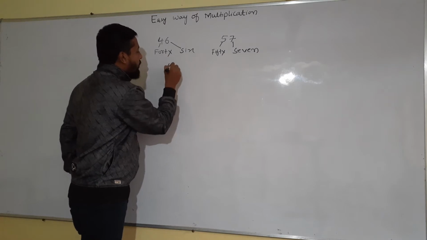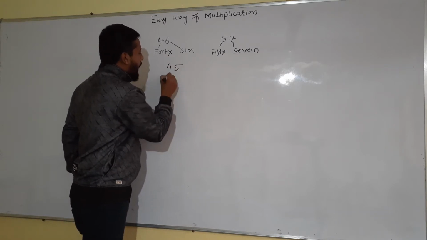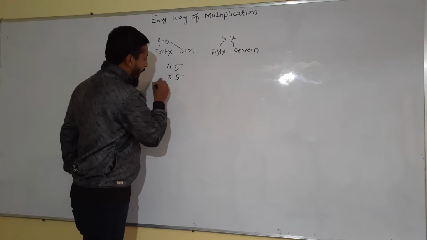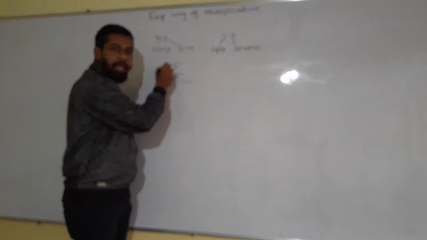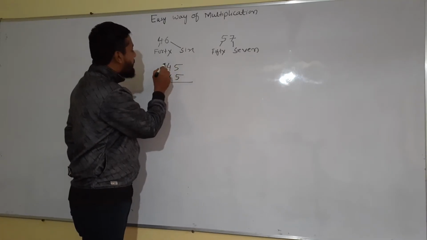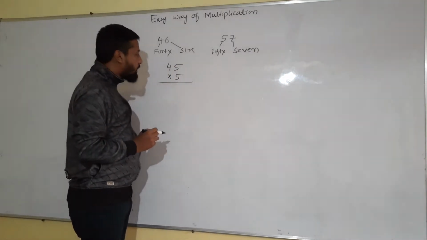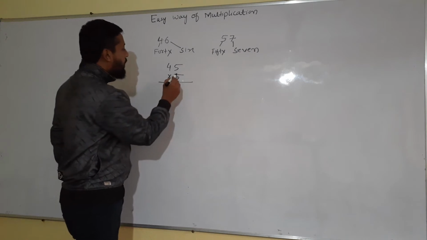Suppose 45 into 5. I am multiplying. Instead of multiplying from the right, I will start multiplying from the left. See here how to solve it.